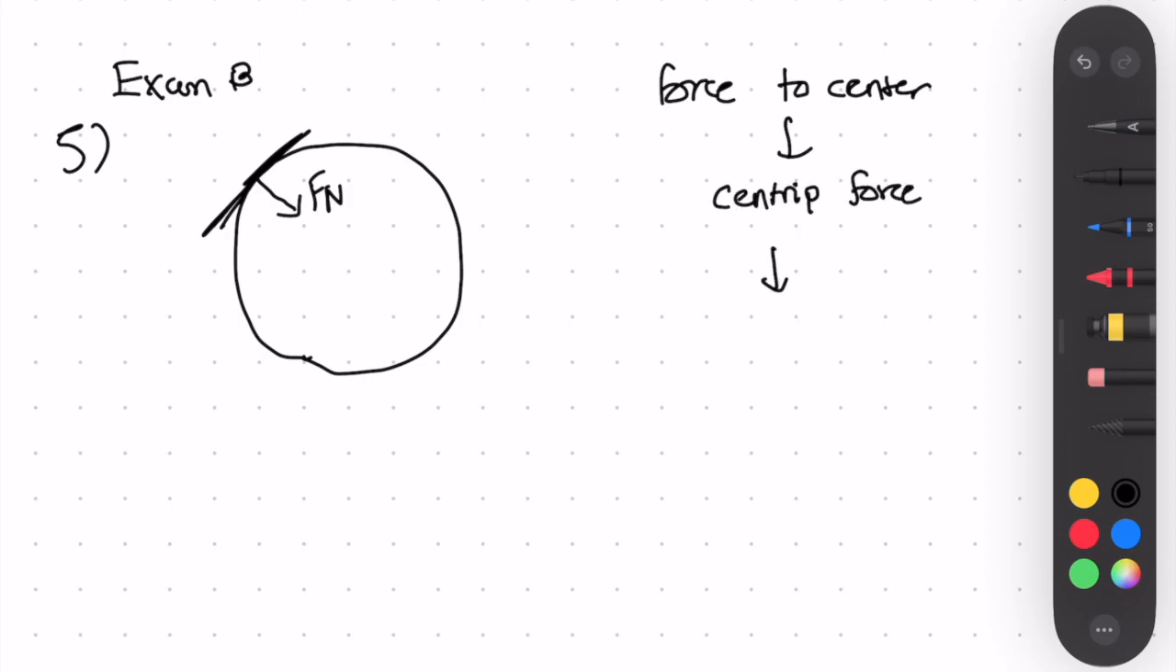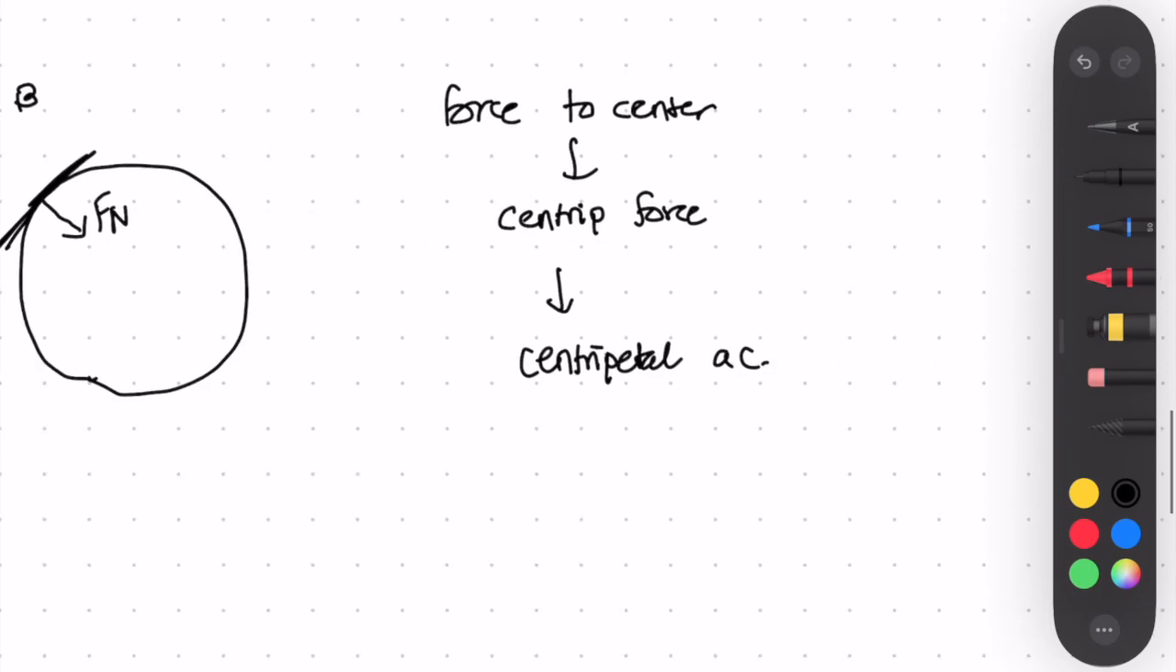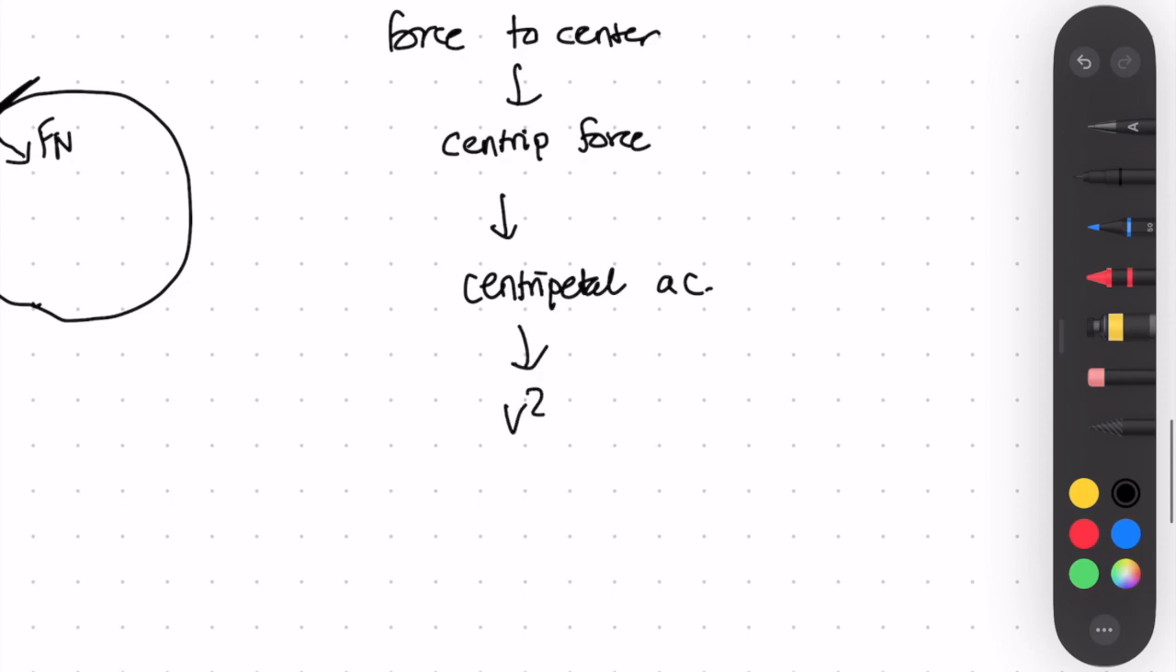I think about centripetal force, okay, cool. Well, centripetal acceleration then, right? Let's think about centripetal acceleration. Well, what's the equation for centripetal acceleration? V squared over r. Now we're getting somewhere, right? Now we have your radius.